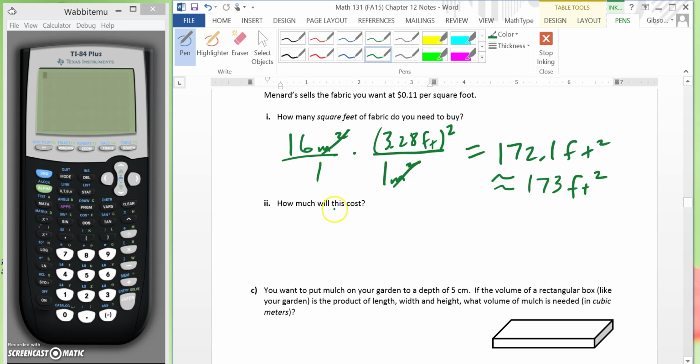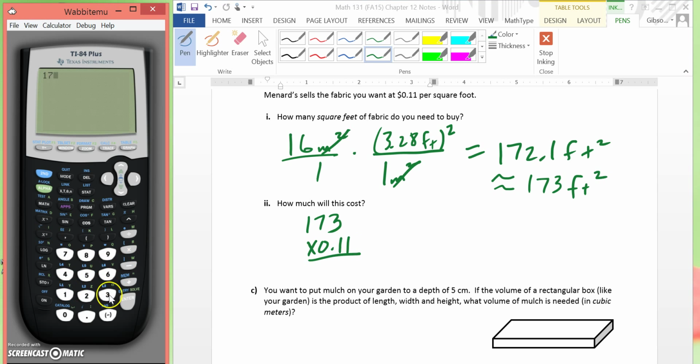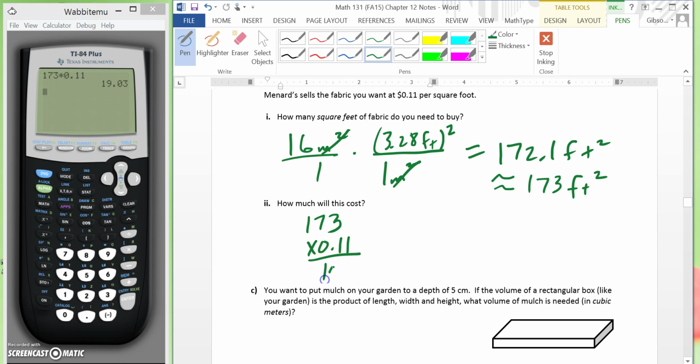Now we want to know how much will this cost? So we'll take 173 times 0.11. We take that in our calculator. That would give us $19.03. That's how much will be spent.